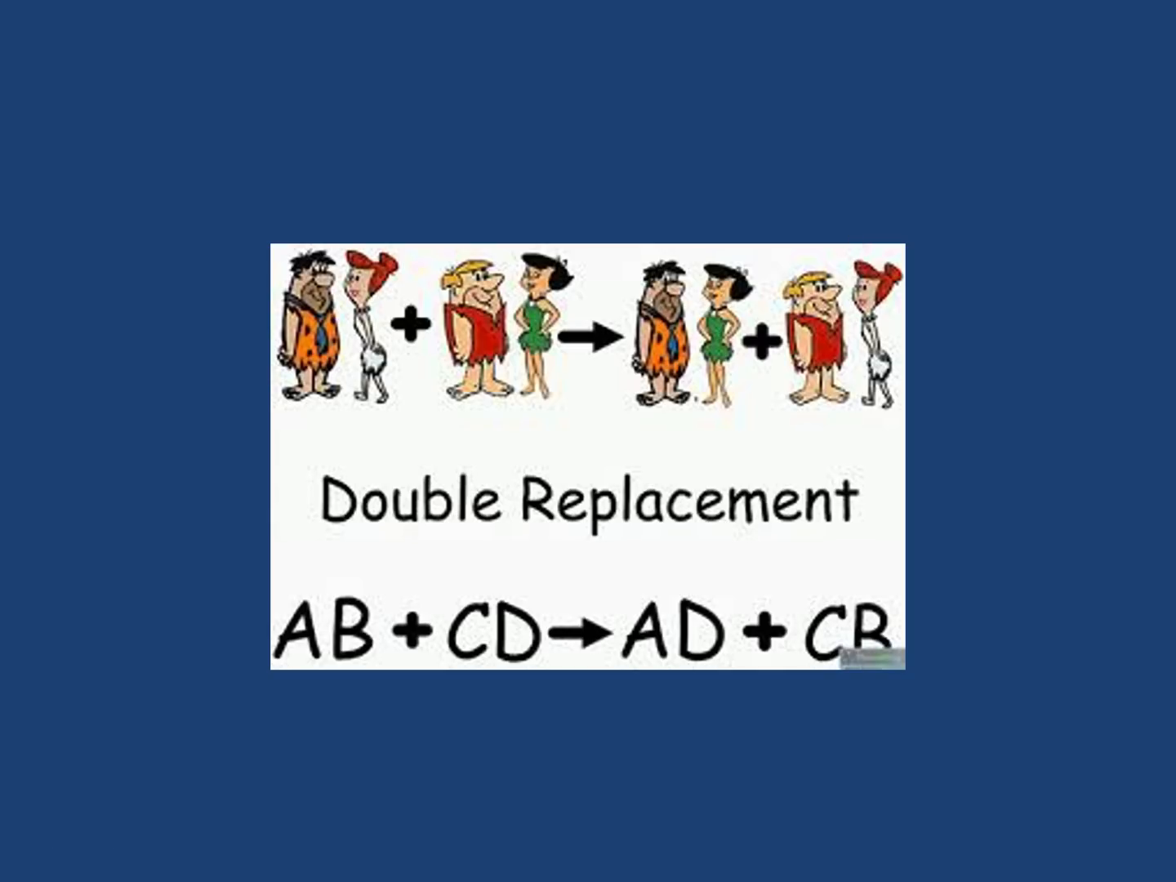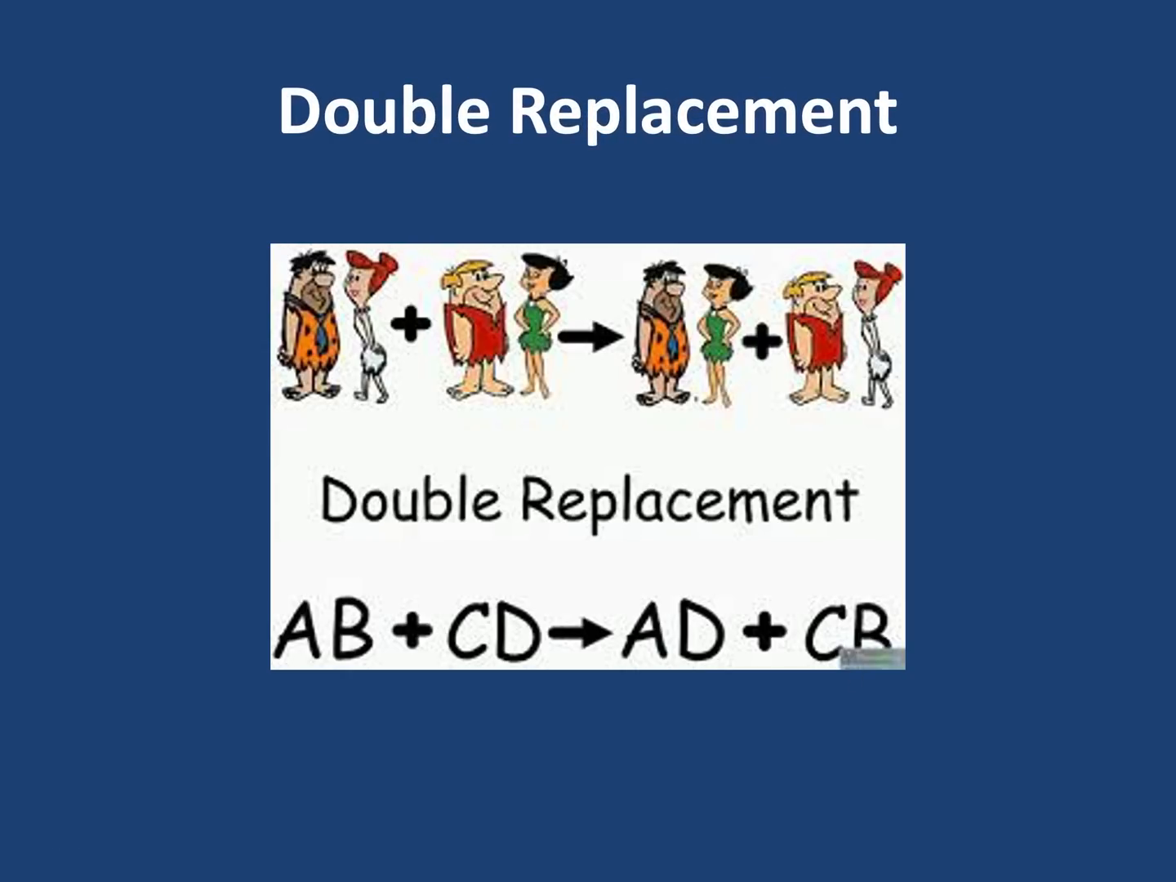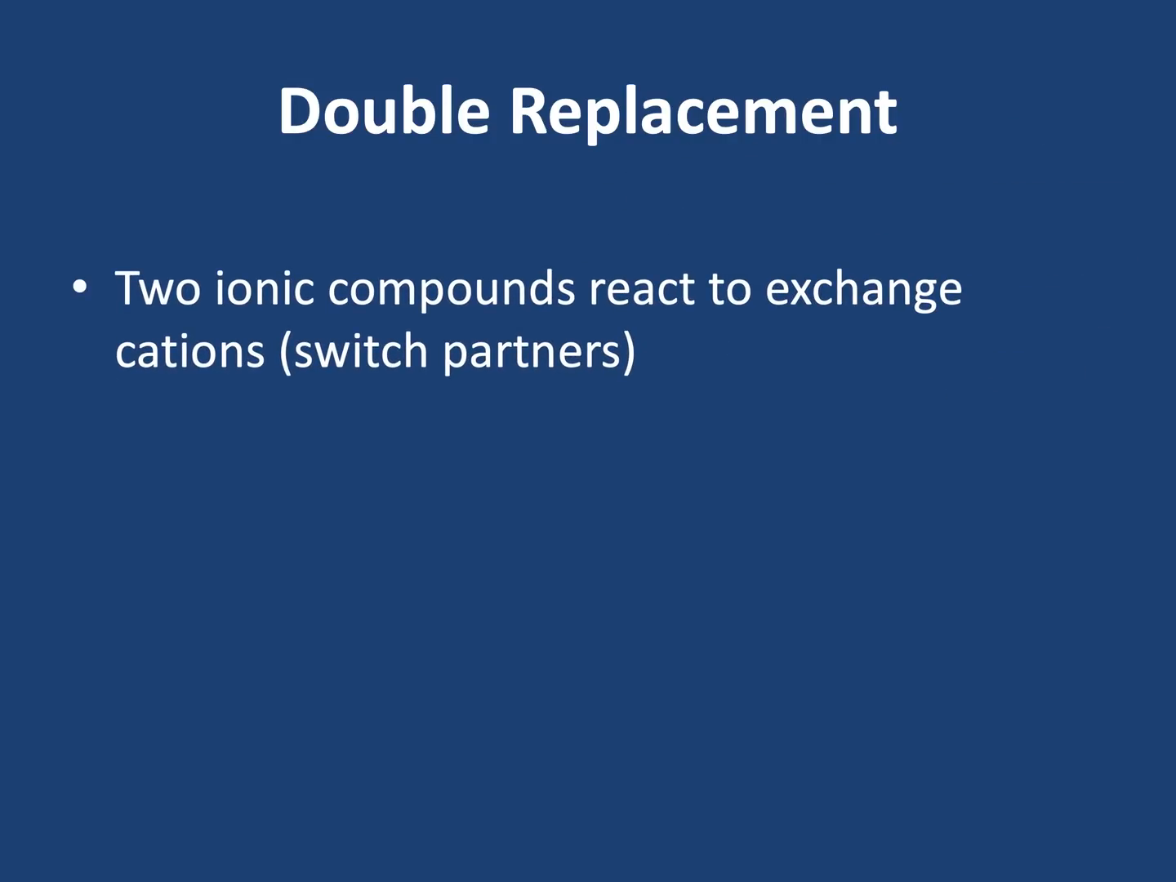Okay, so in my double replacement reaction, we have 2 elements switching places to make new compounds. And I'll talk way more about this in a little bit. So we have 2 ionic compounds react and exchange cations. They switch partners.